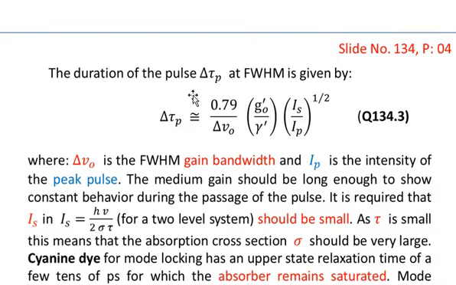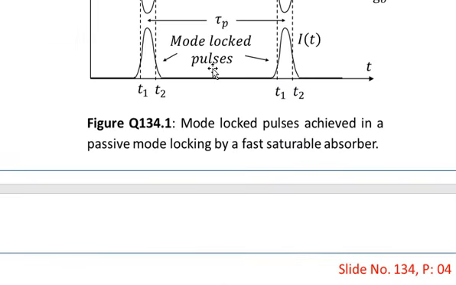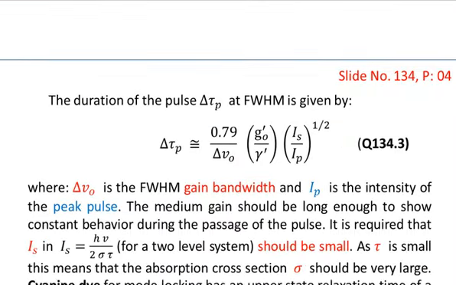The duration of the pulses, delta tau p, that is the line width of this pulse at full width half maximum, is given by the following. You see that delta tau p is actually the width of these pulses, the width of these pulses at half width from the peak. So we can say that it is the full width half maximum of the peaks, represented by delta tau p.